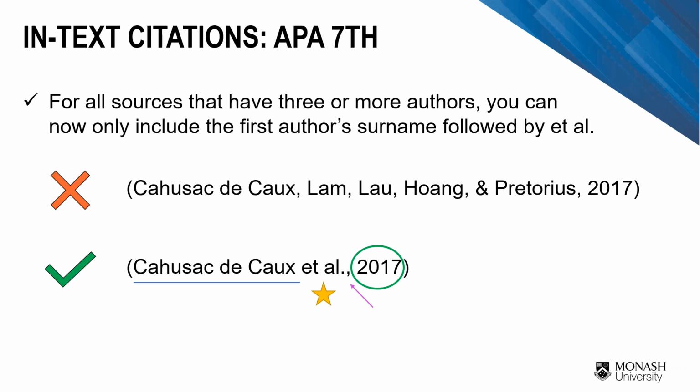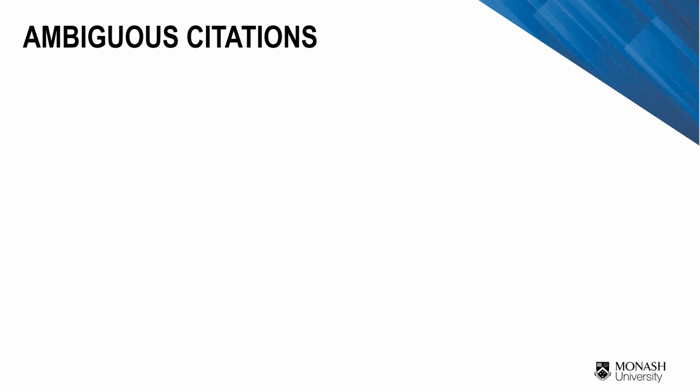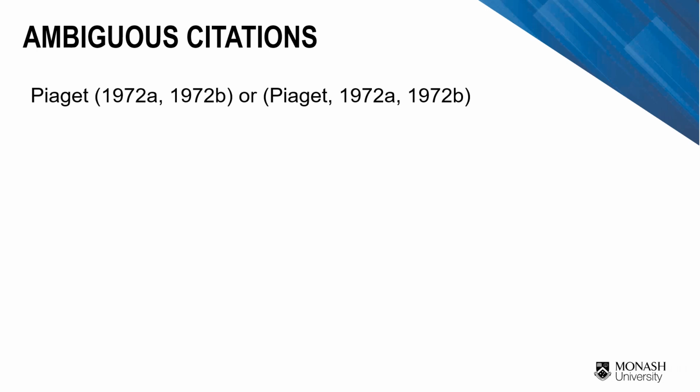When you are citing multiple sources from the same author that were published in the same year, it is important to distinguish these sources from each other. In both the newer APA 7th style and the older APA 6th style, you do this by adding an alphabetical letter after the year, as shown in the example.